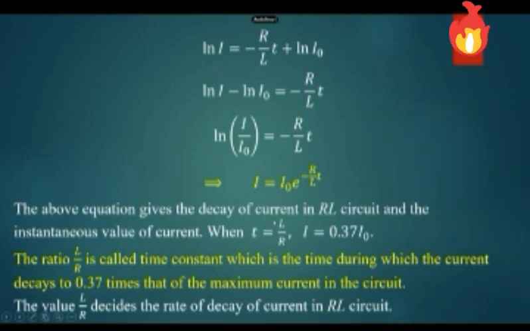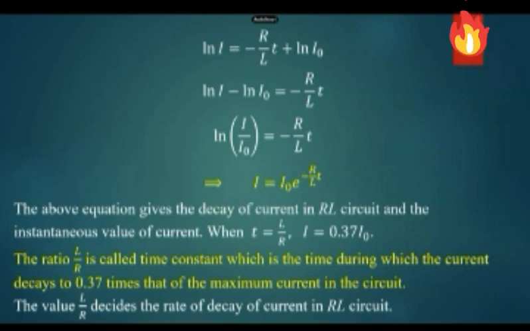If the L by R ratio is larger, then it takes more time to observe the decay of current, because in that particular time the current falls to 37% of the maximum current. Okay, so 37% of the maximum current at t equals L by R. That is why the values of L and R decide how fast the decay of current takes place.